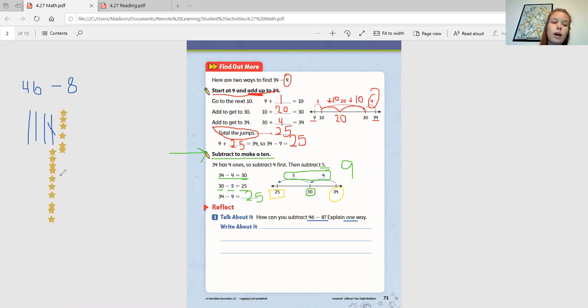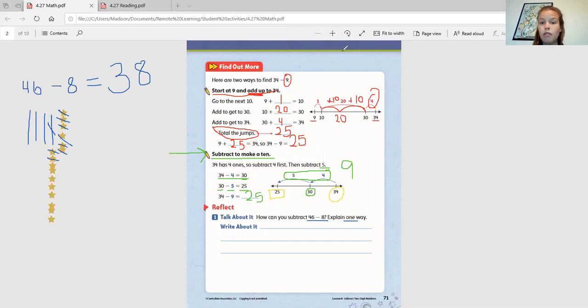So I'm going to take away 8 of these now. I'm going to start over here. 1, 2, 3, 4, 5, 6, 7, 8. Now I need to count up how many I have. So I'm going to start with my ones, and let's count how many ones I have left over. 1, 2, 3, 4, 5, 6, 7, 8. I have 8 ones left over, and now let's count how many 10s. 1, 2, 3.